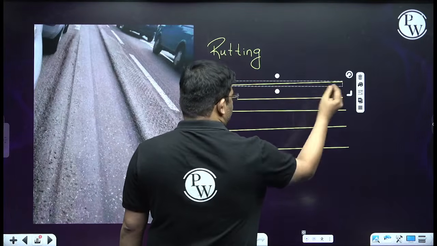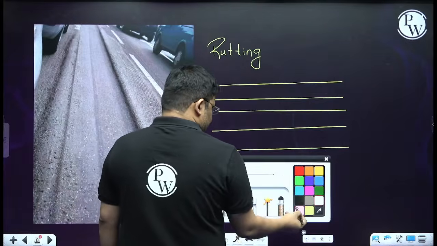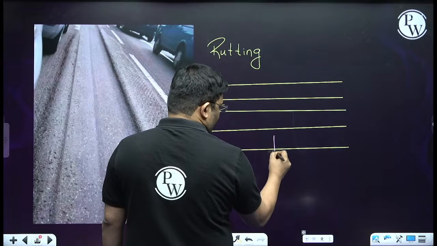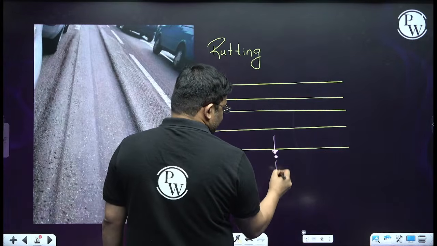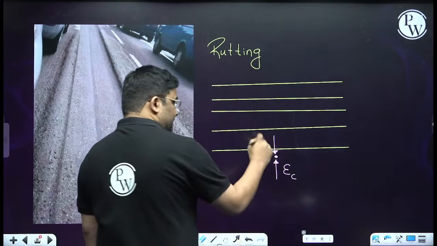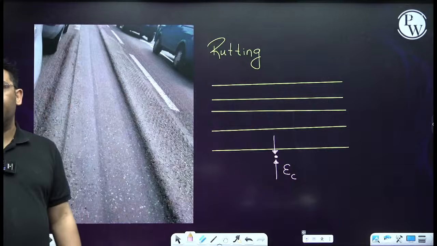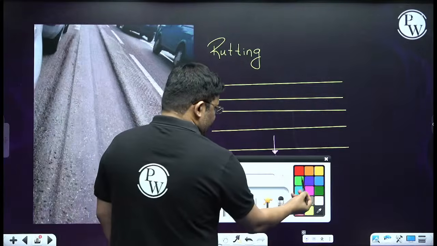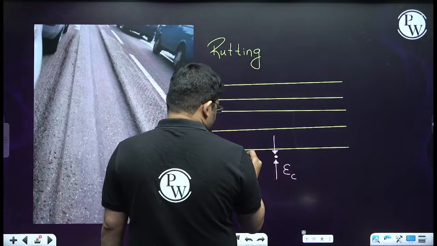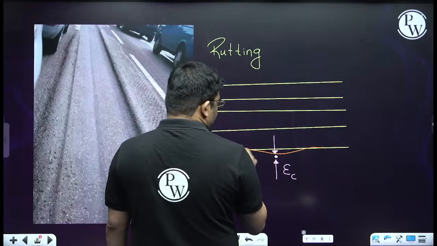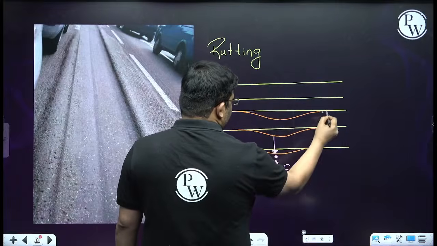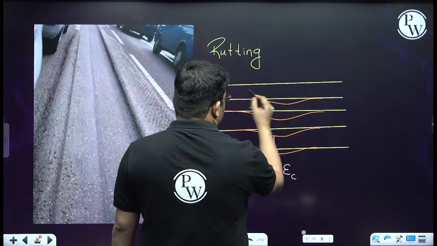Now here, the strain responsible is vertical and it is compressive, and it is at the top of subgrade. It is a compressive strain, vertical, on top of subgrade. So what will happen due to this strain? You see, there will be deformations like this. Due to this strain, there will be deformation in the subgrade, and that deformation will reflect in all other layers.